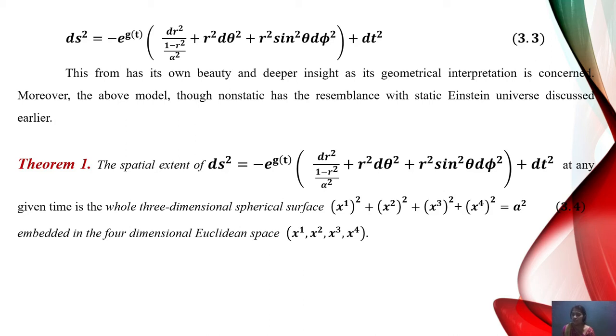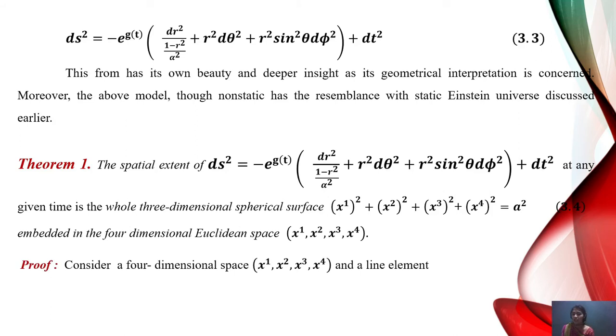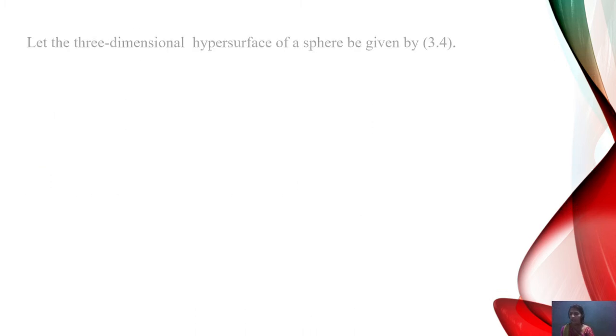Okay, theorem first: the spatial extent of ds square equals minus e to the power gt dr square upon 1 minus r square upon alpha square plus r square d theta square plus r square sin square theta d phi square plus dt square is given by the whole three-dimensional spherical surface x to the power 1 square plus x to the power 2 square plus x to the power 3 square plus x to the power 4 square equals a square, embedded in the 4 dimensional Euclidean space. Consider a 4 dimensional space x to the power 1, x to the power 2, x to the power 3 and x to the power 4, with line element d gamma square.